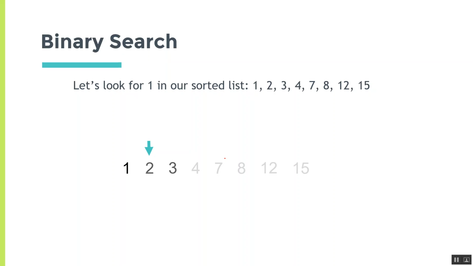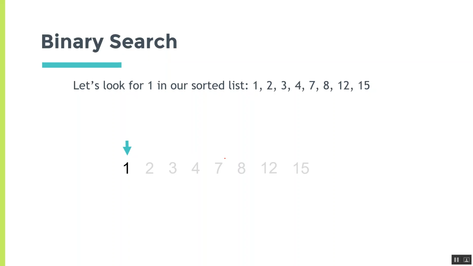Okay? And then, how many elements do we have? We have 1. 1 divided by 2 is 0.5 or 1. Okay, we will just round it up. So it's 1. We'll go to the first element. Is 1 equal to 1? And it is yes. It is 1.